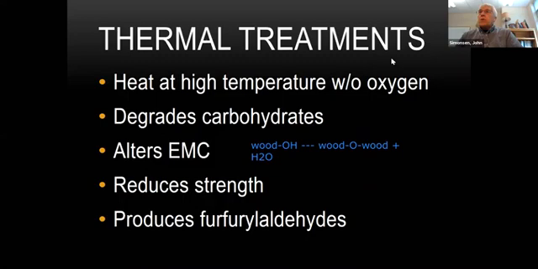So these thermal treatments are a way to prevent wood from decaying, and they are effective. Generally, you want to use them in above ground situations or without soil contact, because yes, they resist decay, but it's not as good as loading it up with toxic chemicals, right? So thermal treatments.